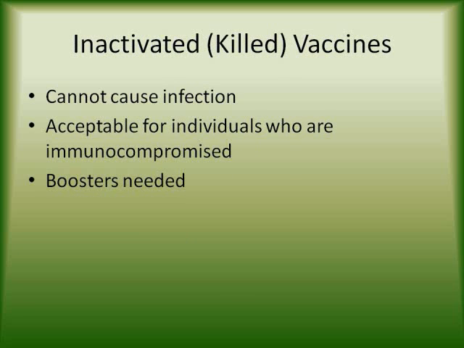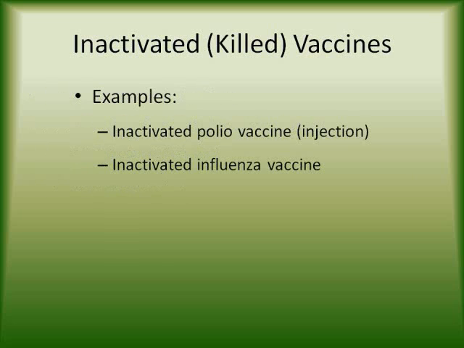The next type of vaccine is the inactivated or killed vaccines. We've killed them. They are dead, but their husks are still there, and the husks can stimulate the antigen-antibody response. So it can't cause infections. They're dead, so you can give it to immunocompromised people. It won't cause the disease. However, it is a milder form of immunity, and we are going to need booster shots for this one. Examples: the inactivated polio vaccine, that's the injection form, and the inactivated influenza vaccine.